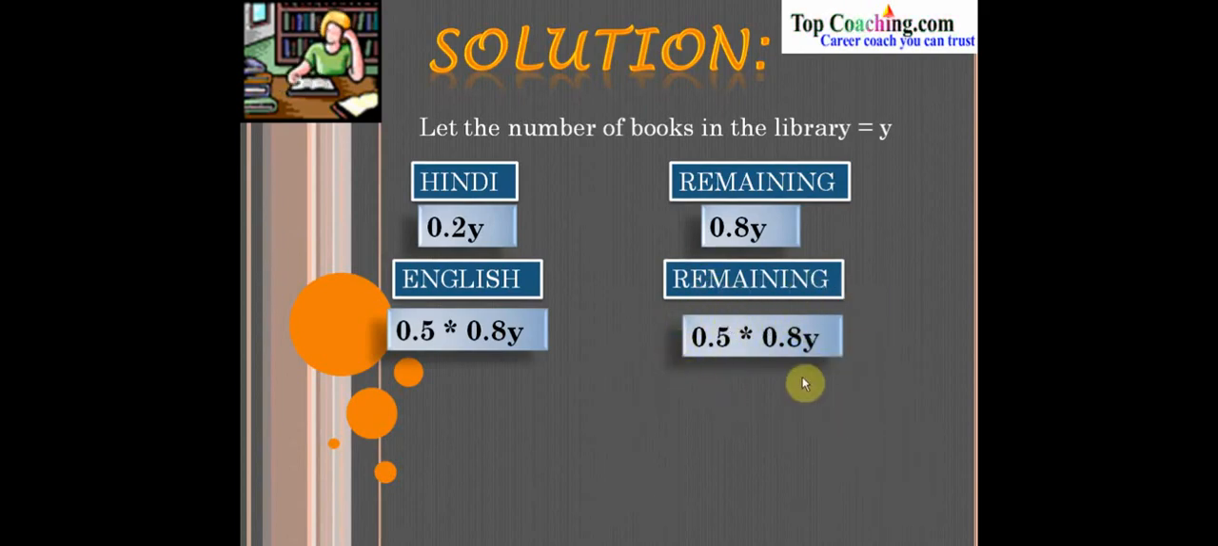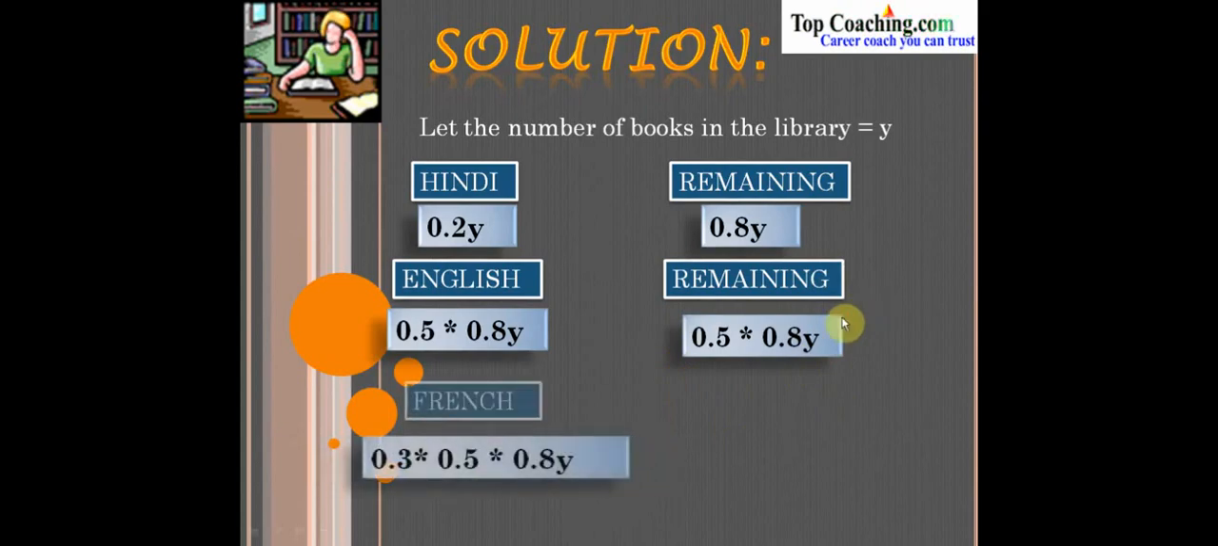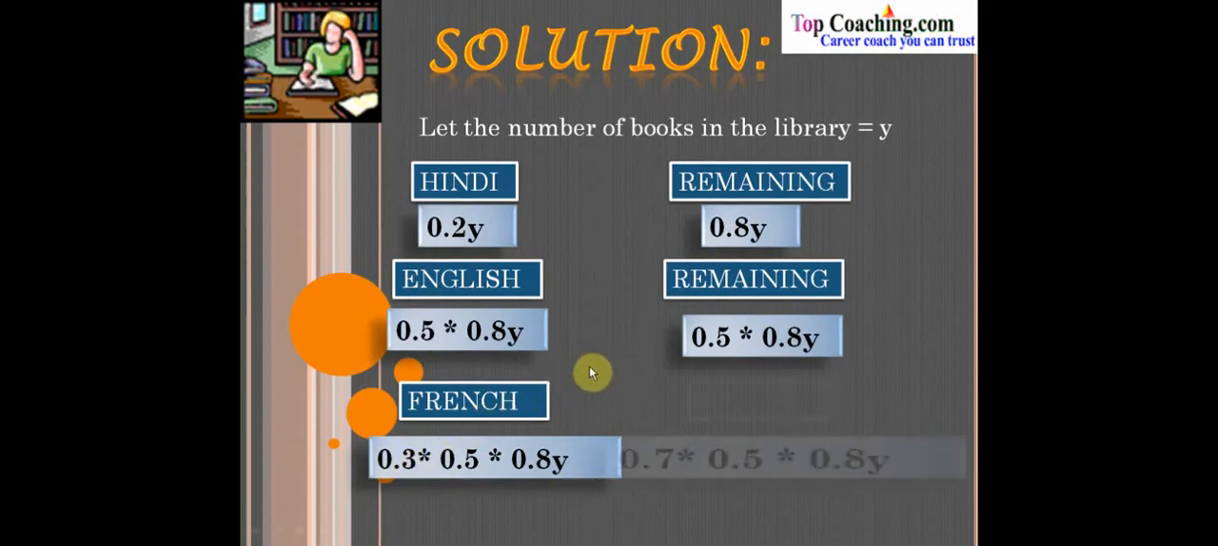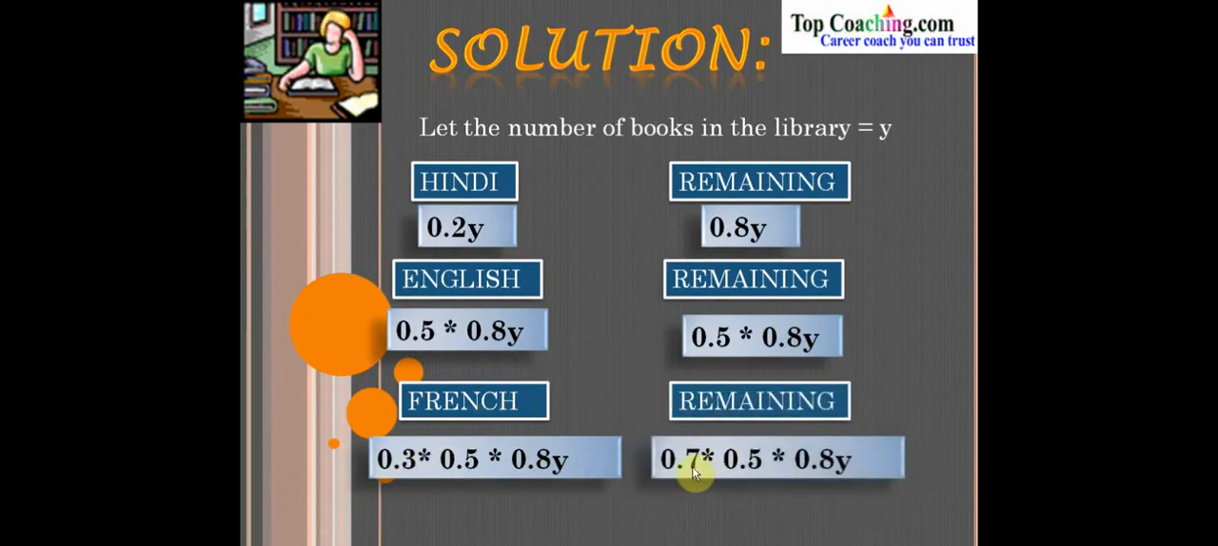Now of these books, given that 30% of the books are in French, so the books in French would be 0.3 into 0.5 into 0.85, as 30% is equal to 0.3. So the remaining books would be 0.7 into 0.5 into 0.85.